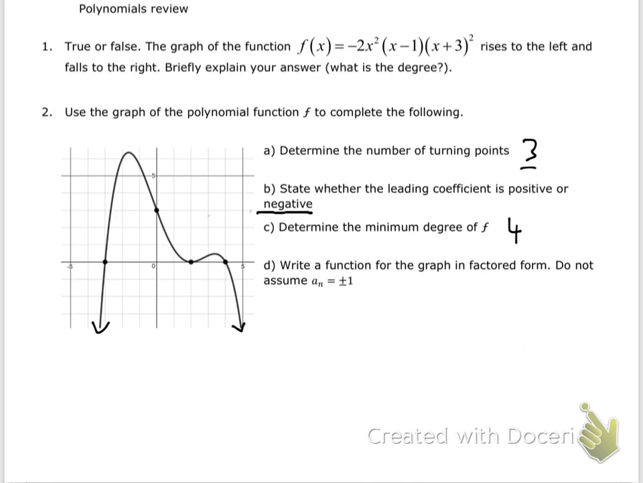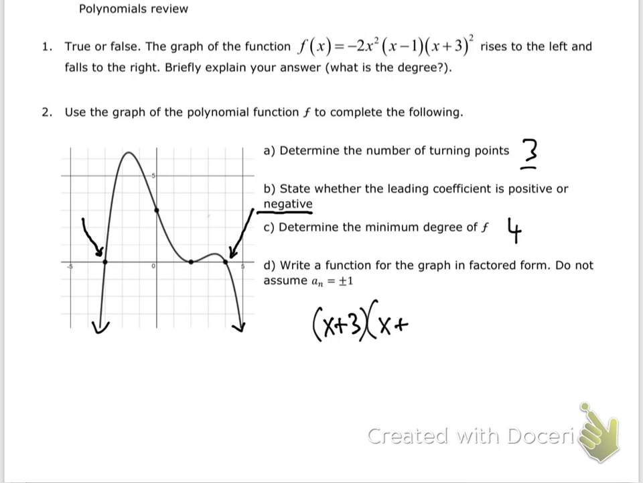Now, how about writing a function for the graph in factored form? So we take a look at the x-intercepts, the zeros. We have a zero here, an x-intercept of -3. So the factor it's come from is x plus 3. We have a zero, an x-intercept of -4. So it's come from this.